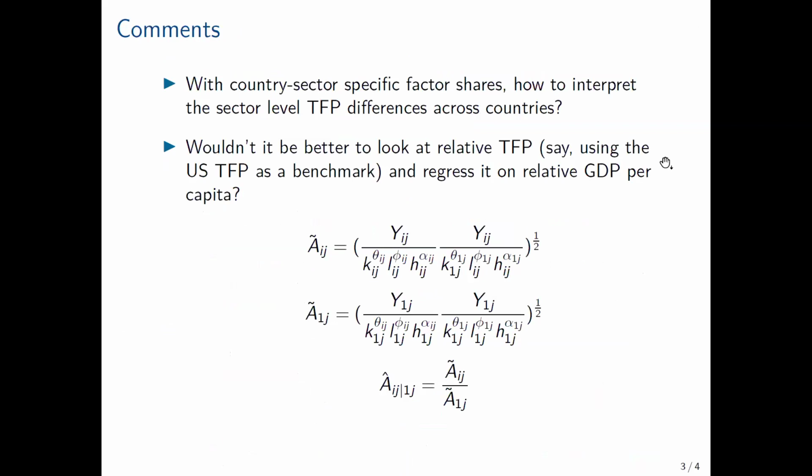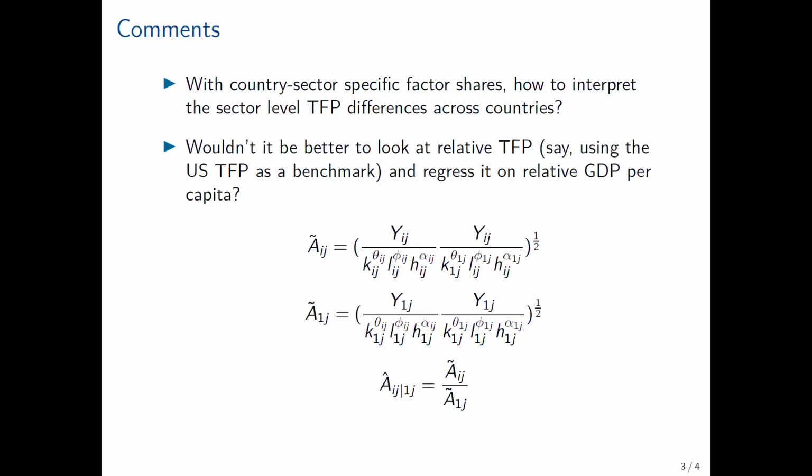So the one thing I wasn't sure about: when you run the regressions of TFP and try to see how the TFP varies for each sector across countries with income, you have country-sector specific factor shares. So those TFPs are not directly comparable. These are two different technologies. So I don't know how you think about that.